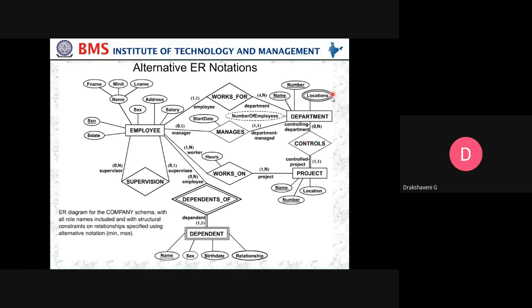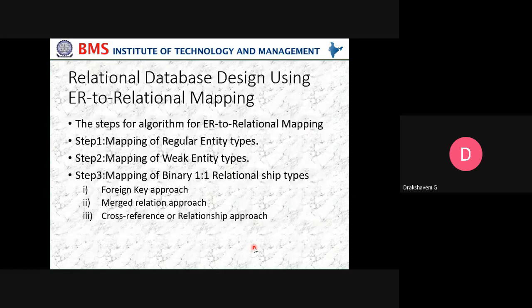The same way, controls. In each department, there will be a project. And for projects, even employees work on the project. How many hours are they working? Then project name, project number and location. This is what is called an alternative ER diagram. ER diagram for a company schema with all role names included and with structural constraints on relationships specified using alternative notation, that is minimum and maximum. Then the dependent name, whether male or female, birth date and the relationship.